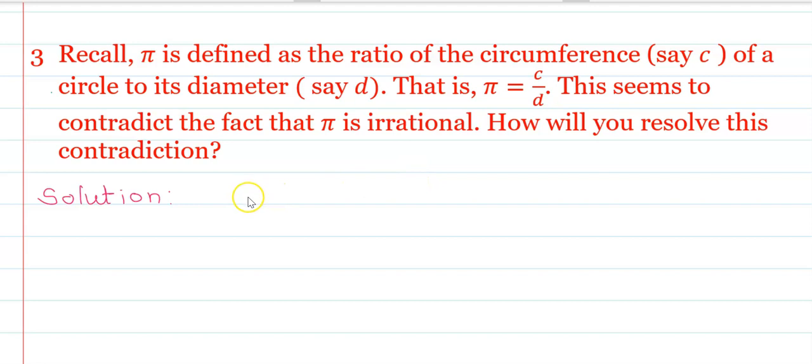Yes, we can resolve it. When we measure with the scale or the tape, at that time we get the approximate value of circumference as well as the diameter, and that is why pi can be approximately represented as a quotient of two rational numbers. As a matter of mathematical truth, it is irrational.